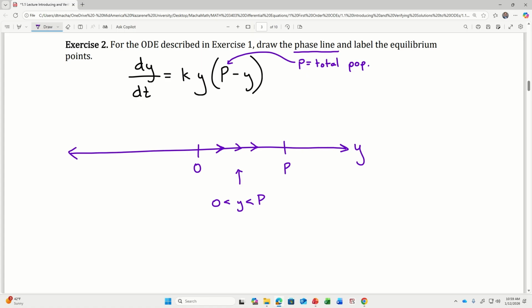Because remember, dy dt is the change in y with respect to time. And if y is greater than 0 but less than p, well, k is a positive constant, y is positive, p minus y would also be positive in this region. And so this is a positive derivative with respect to time, so we're going to be increasing with respect to time, so we're going to move to the right on our number line over time. What if my y falls in this region, where y is less than 0? Over here, am I going to be moving to the right over time, or am I going to be moving to the left?